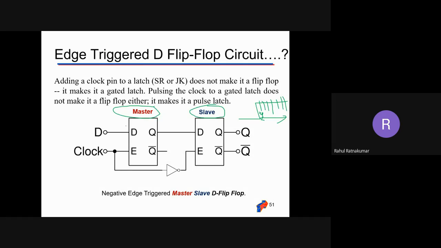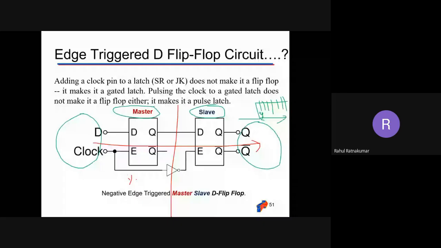So how to edge trigger? The input and output connection should not be maintained. That means my input should not be instantaneously allowed to pass to the output. So we break the circuit into two. The input part, the first part, we call master. The second part of the circuit, the output part, is called slave. Master is active and slave is inactive because of this clock. If the clock is 1, master is active; the slave is inactive because here the clock is 0.